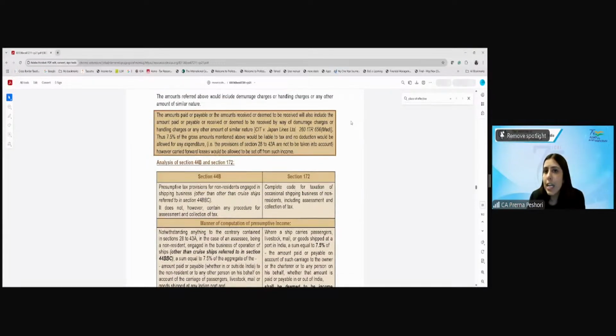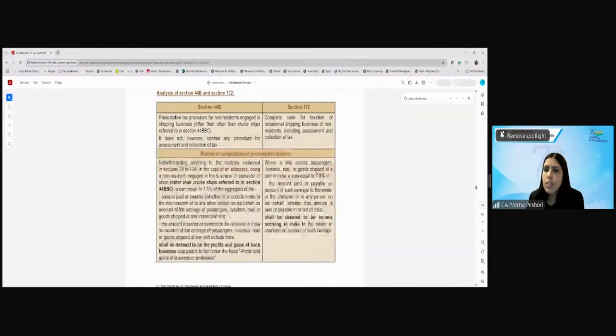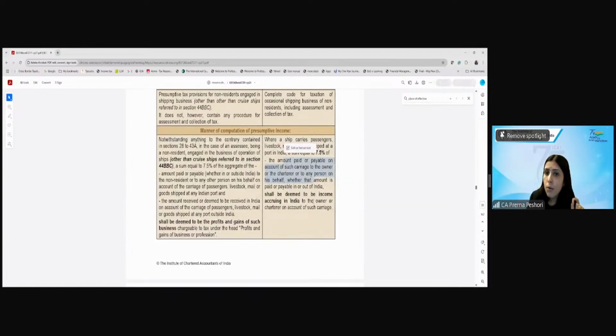172 operates like an advance tax in which, before you leave India with your ship, you have to pay some advance tax, which is 7.5% of the amount paid or payable on account of the carriage. And it doesn't include the amount received. It only includes the amount paid or payable on account of the carriage in respect of that particular carriage which is undertaken.